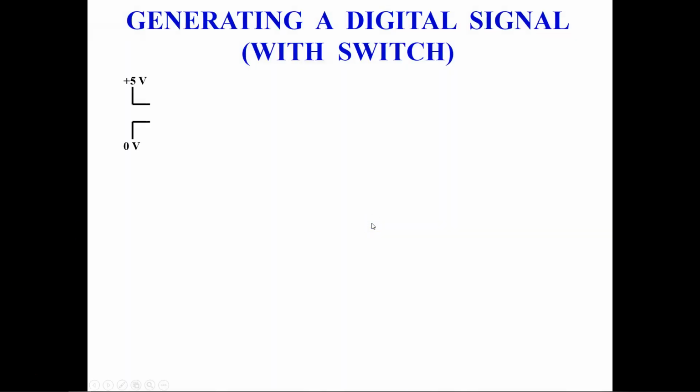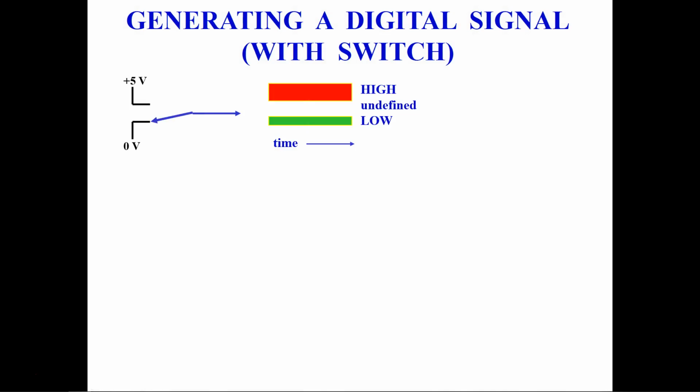Now next is generating a digital signal. Here you see there are two ranges. First is the low range. This defines the low range, and here it is the high range. There's a mechanical switch connected here, and then you have this 0 volts which defines the low range, and this 5 volts which defines the high range, and in between them is the undefined range.